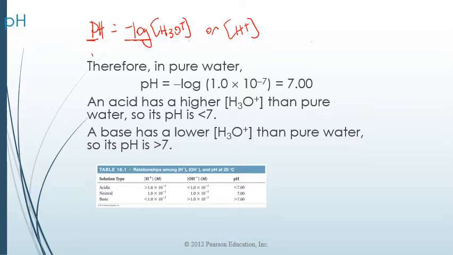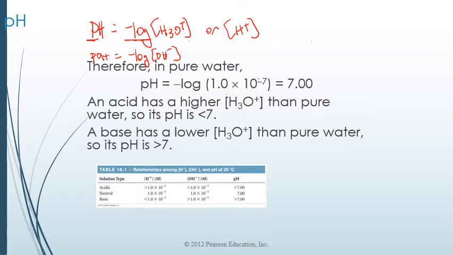You could also have a pOH, where instead of the negative log of H3O plus, we have the negative log of the OH minus ion concentration. In pure water, if we took the negative log of 1 times 10 to the minus 7th, that would equal 7. So your H3O plus would be 1 times 10 to the minus 7th, and your OH minus would be 1 times 10 to the minus 7th. So your pH would also equal your pOH at that point, and both would be equal to 7.